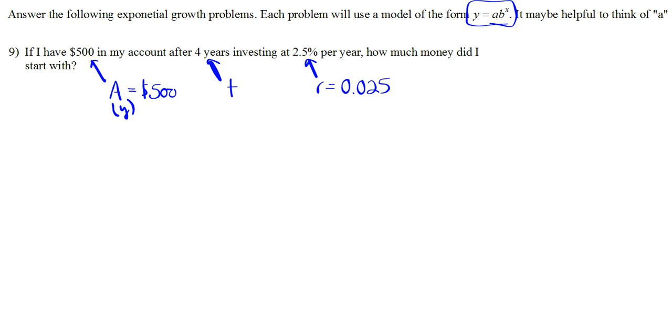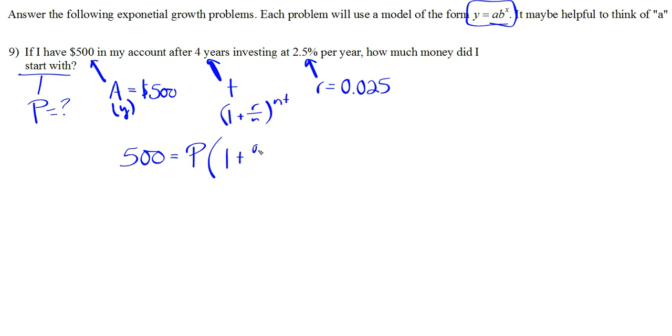How much money did I start with? So what are they asking us for? They're asking us for the principal. So we're going to write this the way we've written the other equations, and I want to show you how the ab to the x thing plays into this, the general form for an exponential. So we have 1 plus, we know that in our interest equation we would have the 1 plus r over n to the nt would go here. So our rate, 0.025, divided by n.